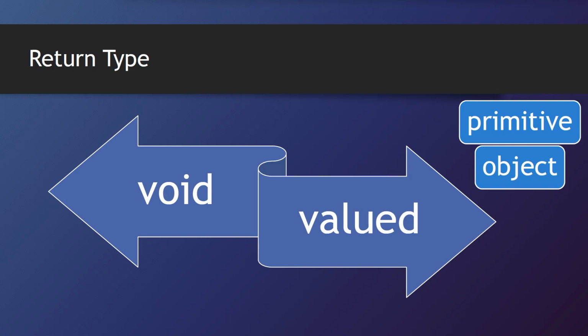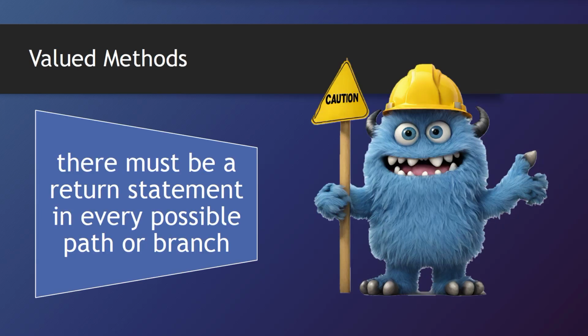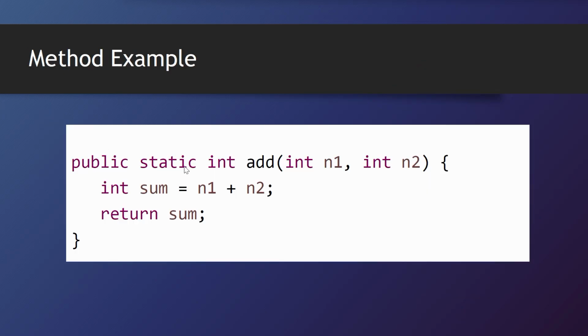Inside of a valued method, there will be one or more return statements that returns a value of that type. Note that there must be a return statement in every possible branch within the method. Be mindful of this when returning from inside of loops or conditionals. Our example method has a return type of int and one return statement that returns an integer value.